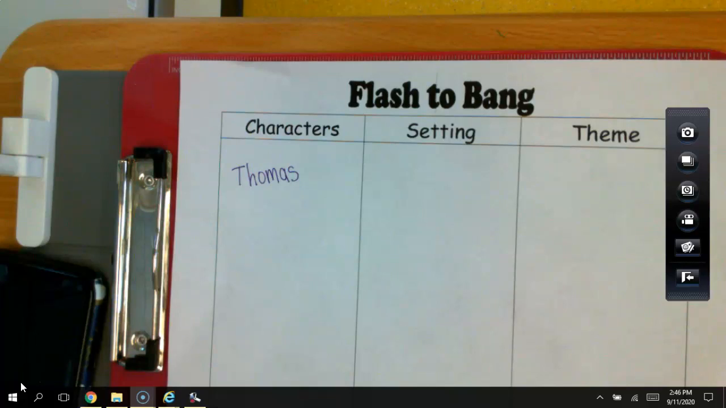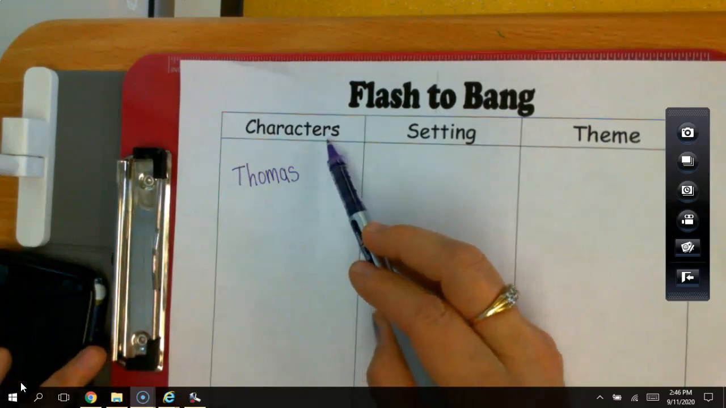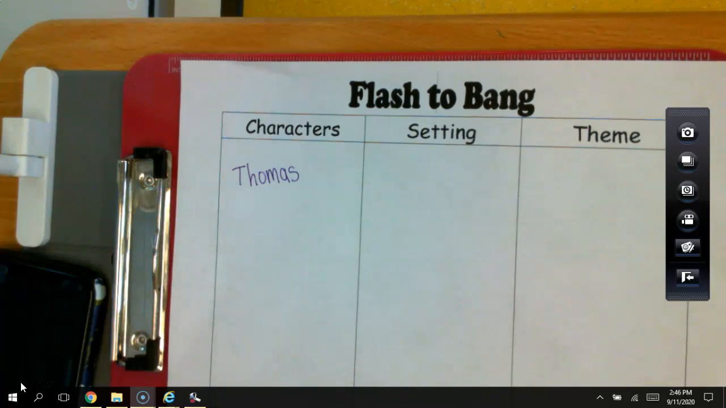Now, there can be more than one character within a story. You see the word characters, it has an S on the end. That means it's plural, and plural means more than one. So in this story, I do know that there was another character. If you need to go back to your story to look, go ahead, pause the video, go back to your story and look to see if there is another character within the story.